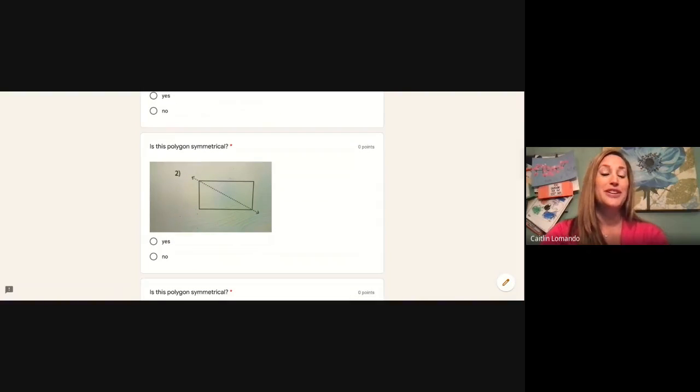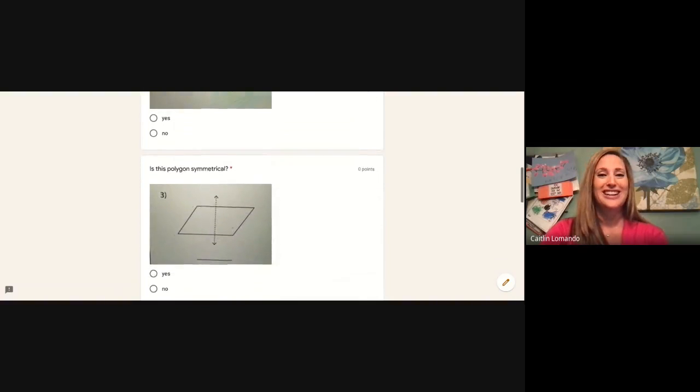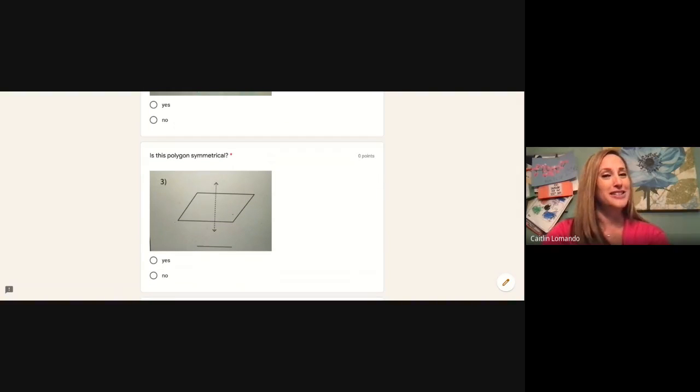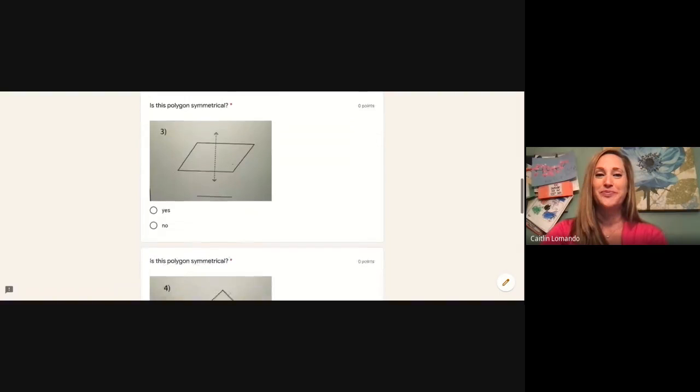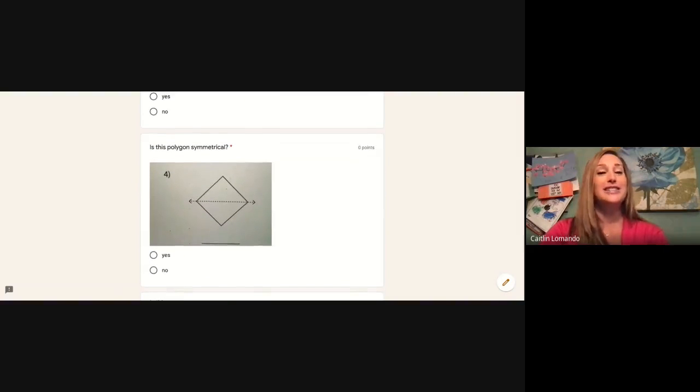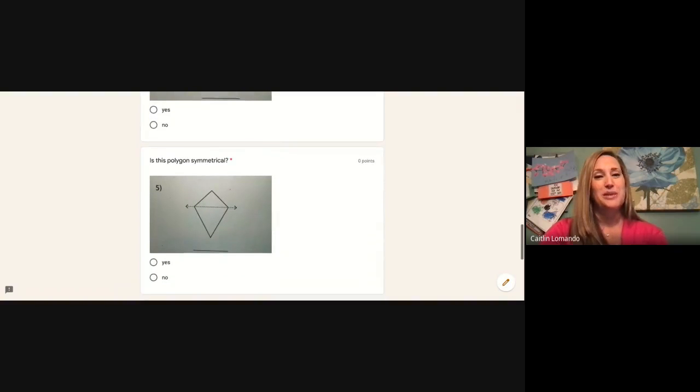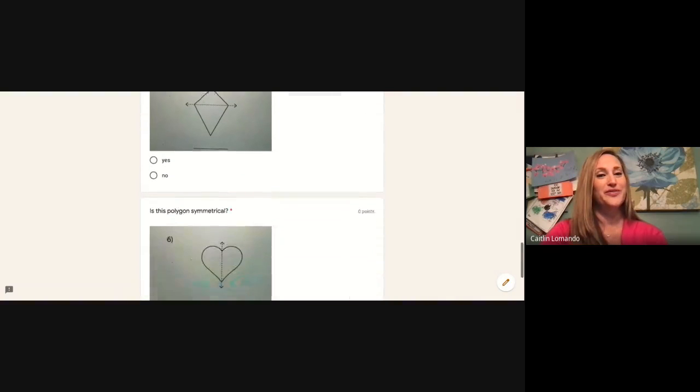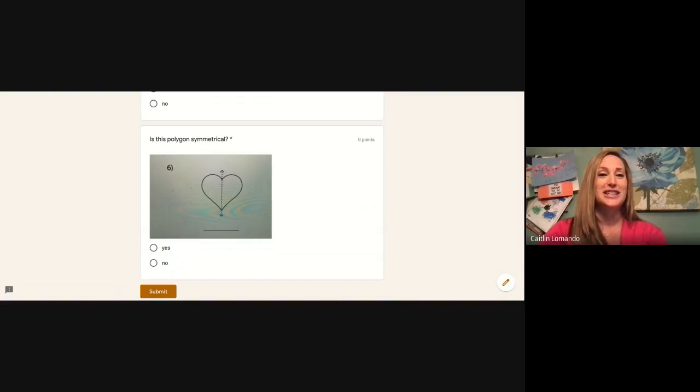Number 2, is that polygon symmetrical? Yes or no. Number 3, is this polygon symmetrical? Yes or no. Number 4, is this polygon symmetrical? Yes or no. Number 5, is this polygon symmetrical? Yes or no. Number 6, is this polygon symmetrical? Yes or no. All right, 4th graders, that's all for today for our lesson on symmetry.